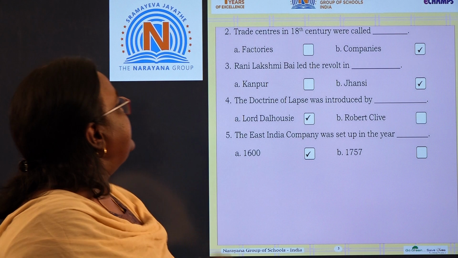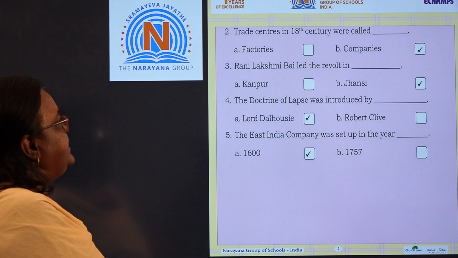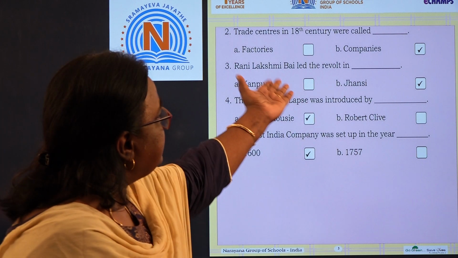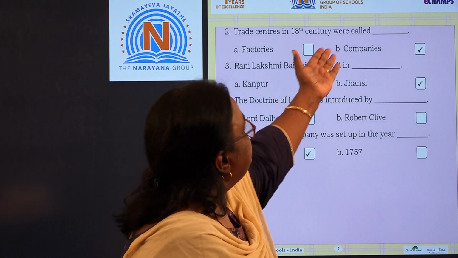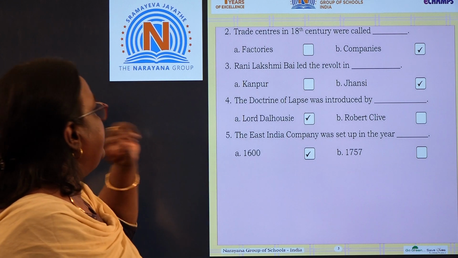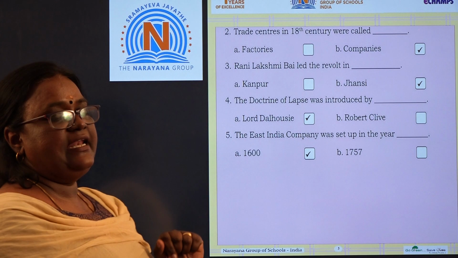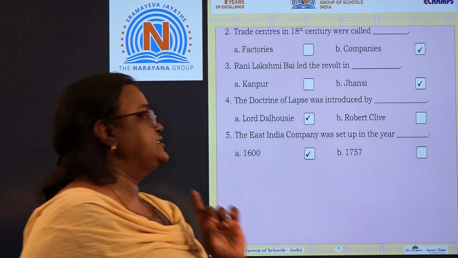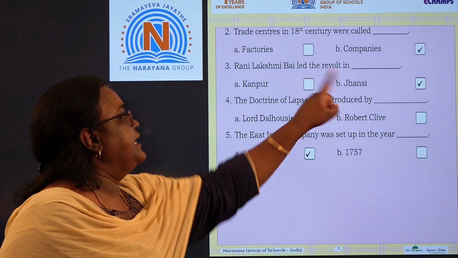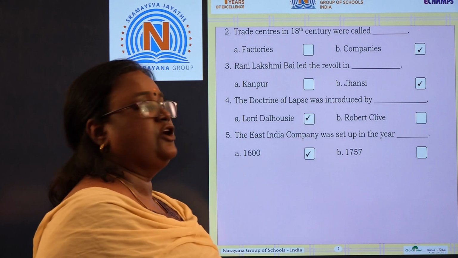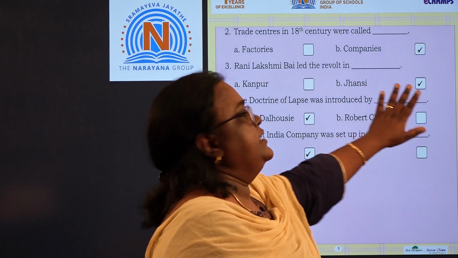Next, trade centers in the 18th century were called dash. So what were the trade centers in the 18th century called? We all know the answer is companies. We saw that in the defined terms, right? Number 3, Rani Lakshmi Bai led the revolt in dash. So who was Rani Lakshmi Bai? She was the person who fought against the English, and she was fighting in the place called Jhansi. That's why we call her Jhansi Ki Rani, right? So Rani Lakshmi Bai led the revolt in Jhansi.